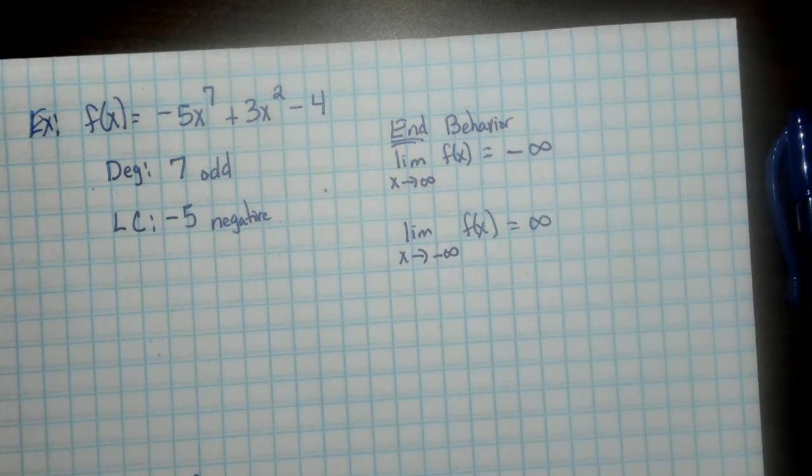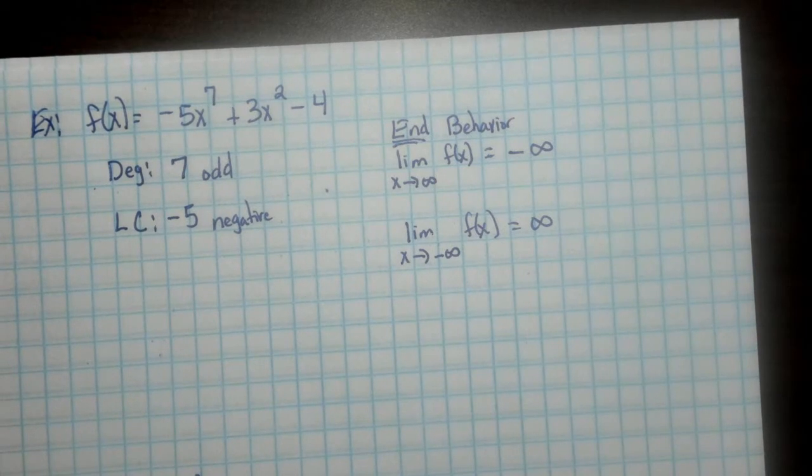All right, so you should have gotten that your degree is 7, which is odd. Your leading coefficient is negative 5, which is negative. The limit as x approaches infinity of f of x is negative infinity. And the limit as x approaches negative infinity of f of x is going to be infinity.